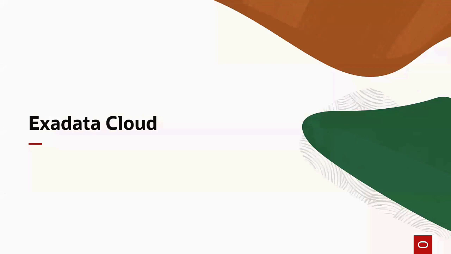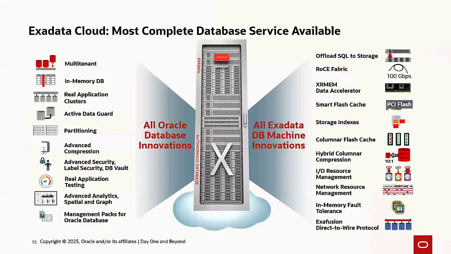Now touching on Exadata Cloud. This is just a quick summary of one of the enterprise capabilities you get with Exadata Cloud. On the left here, you see all the key features available in Oracle Database, and it includes important features like multitenant. Then also you see Oracle RAC, Active Data Guard, and even advanced analytics services like spatial and graph for large data models. All those features are listed here on the left side. Here we also have partitioning and advanced compression.